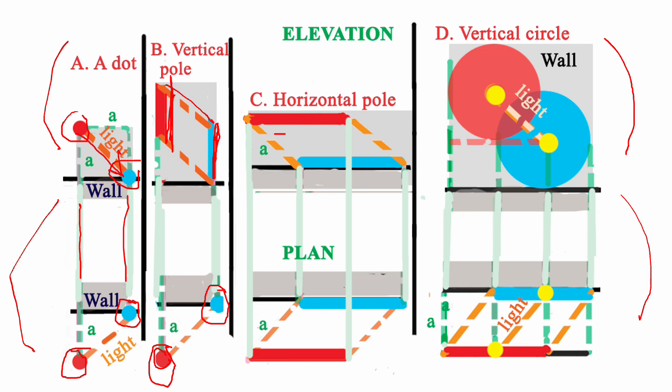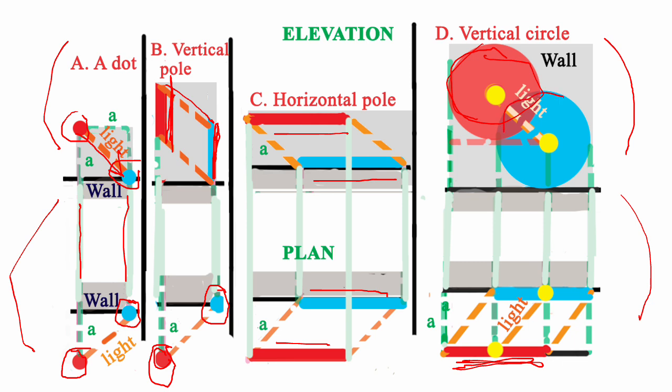The horizontal pole looks the same in both views. It casts a horizontal shadow on both views that also look the same. Now this vertical circle looks like a horizontal line on plan. It's not a sphere, it's just a circle, so it looks like a line on plan.